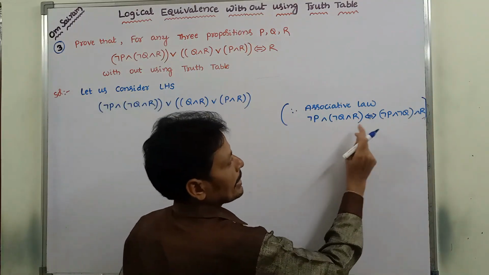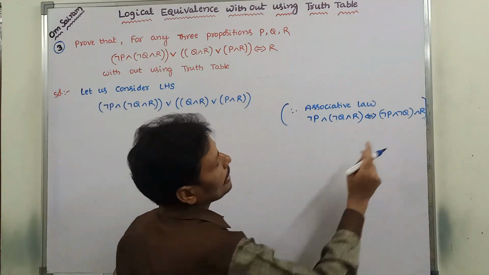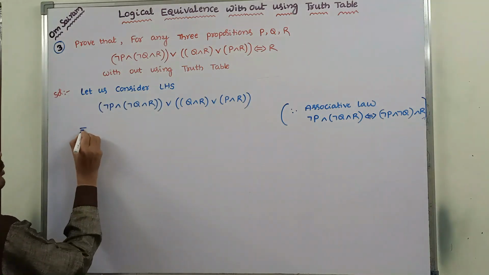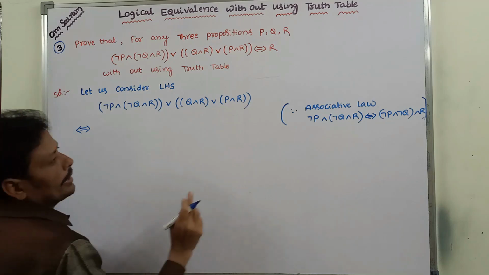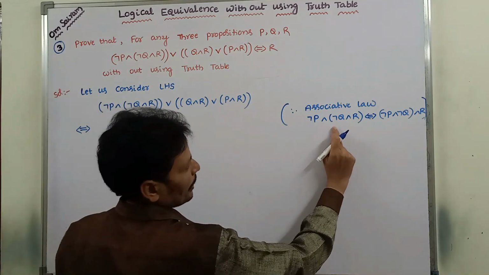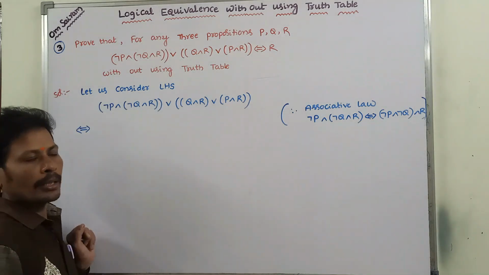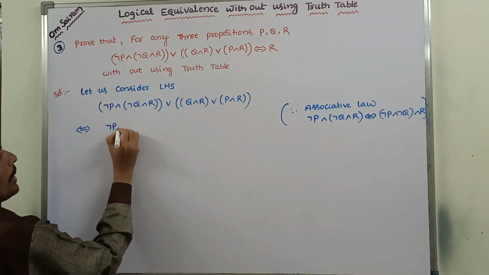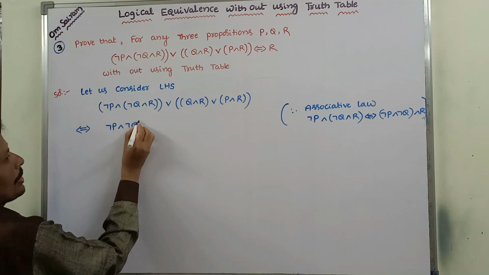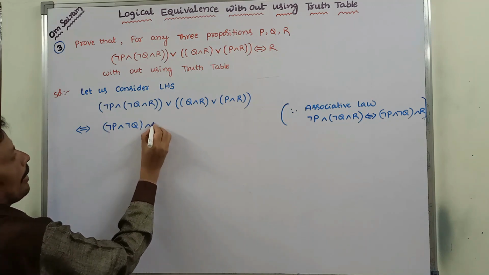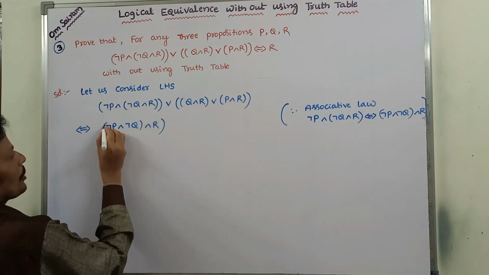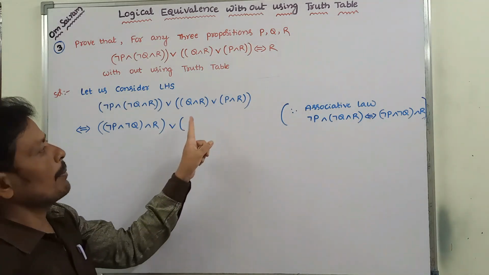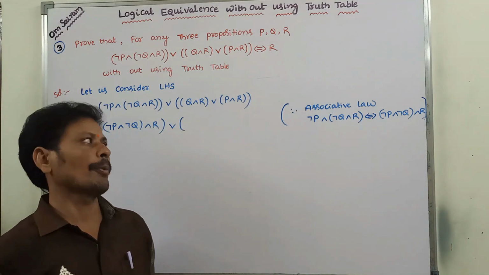So the parenthesis is for negation P and negation Q. Okay. So what are we getting? In the place of negation P and negation Q and R, we are substituting this one. So negation P and negation Q and R, according to associative law. Next, here I am applying distributive law.